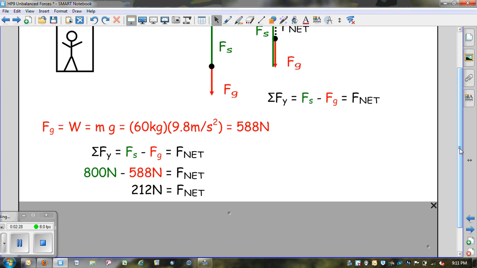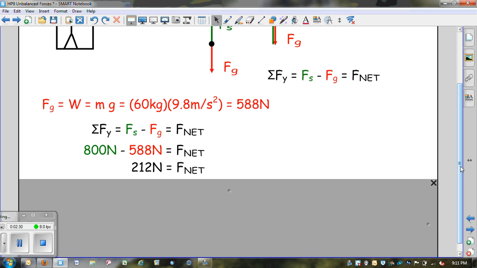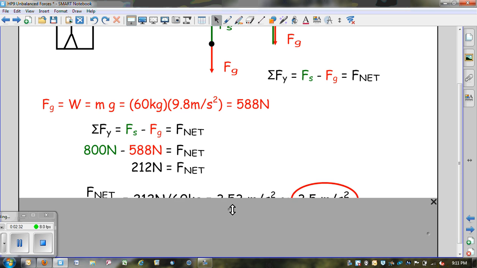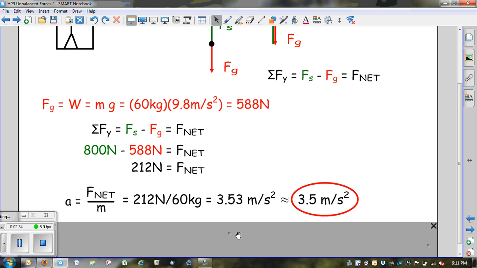Now we're ready for the last step. The last step will be to substitute this into Newton's second law. Since we're solving for an acceleration, we'll use the acceleration form of Newton's second law: a equals F net over m. And we're going to simply substitute in 212 newtons over 60 kilograms. The calculator will give us 3.53 meters per second squared.